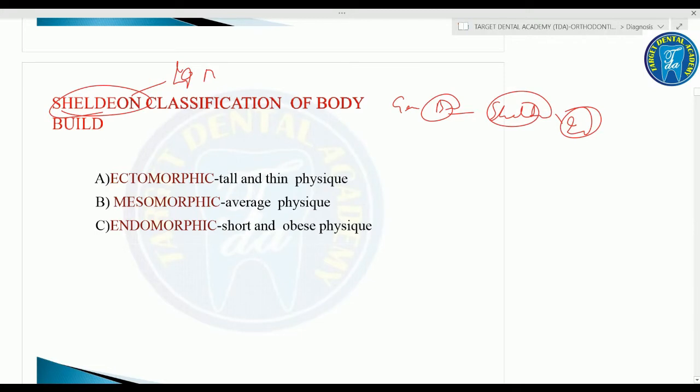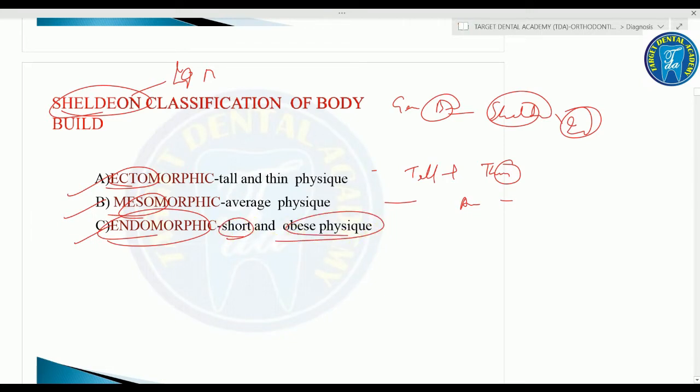Right? So in this we have three types of body builds: the ectomorphic, the mesomorphic, and the endomorphic. Ecto means tall and thin. Meso means average, neither tall nor short. Endomorphic means a short, stout or obese physique. Important.